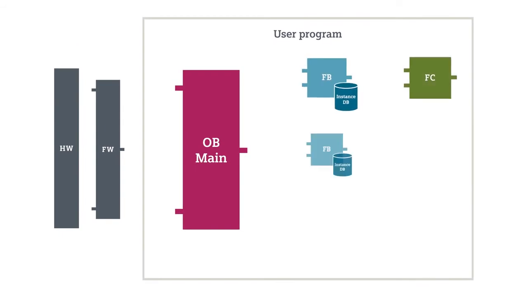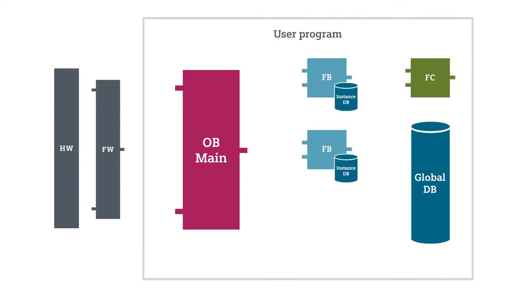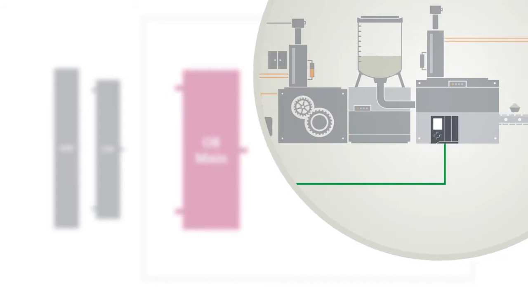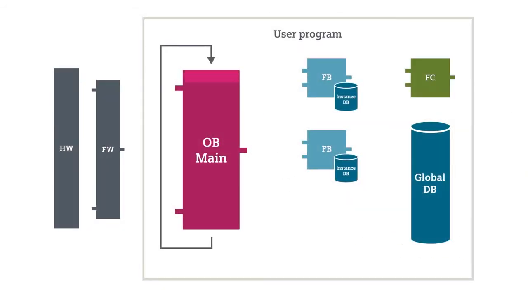The user program itself contains all modules and functions needed for the processing of your specific automation task. You create it in the TIA Portal and then download it to the controller. In SIMATIC controllers, the user program is generally run cyclically. That means the controller works through the program and is then restarted in an endless loop.